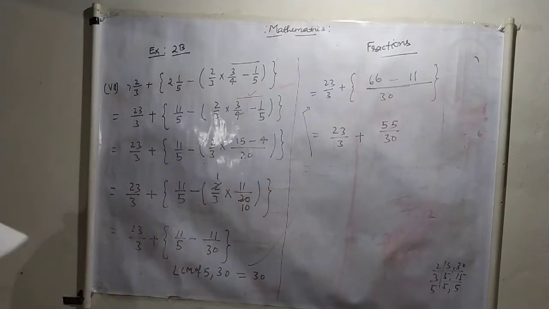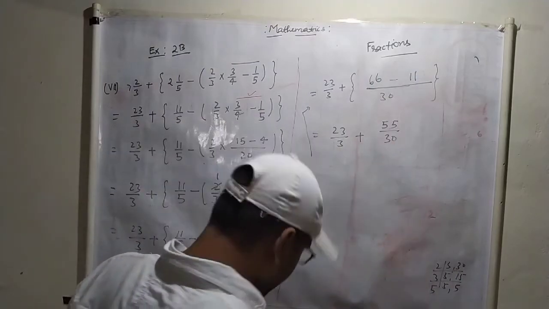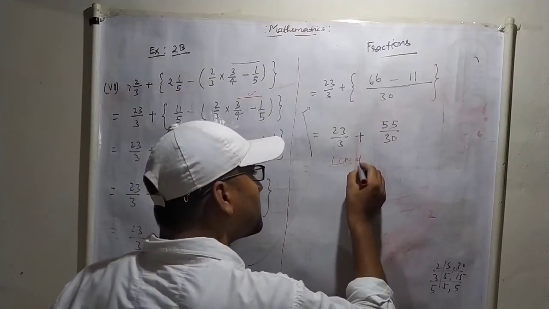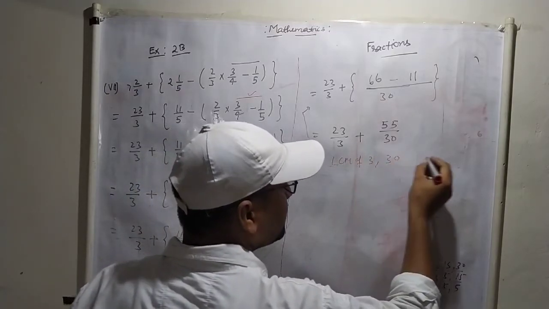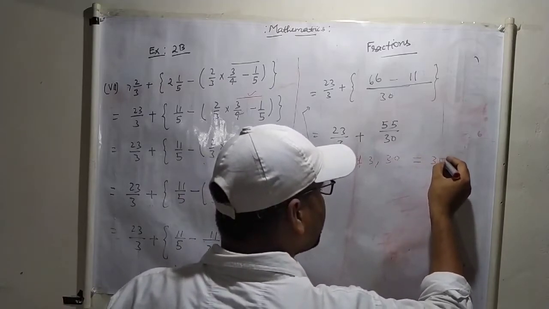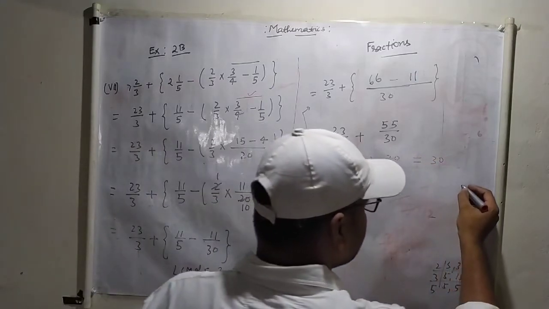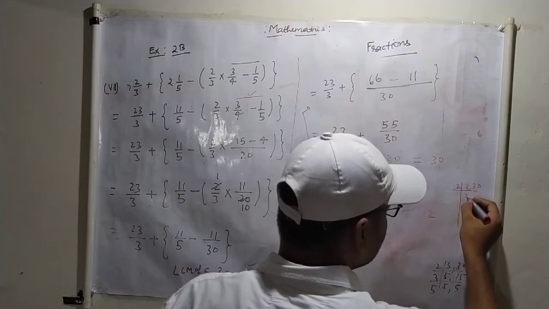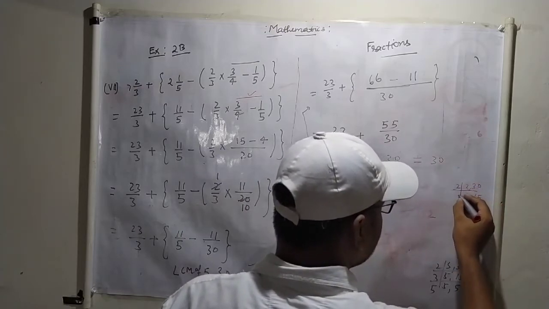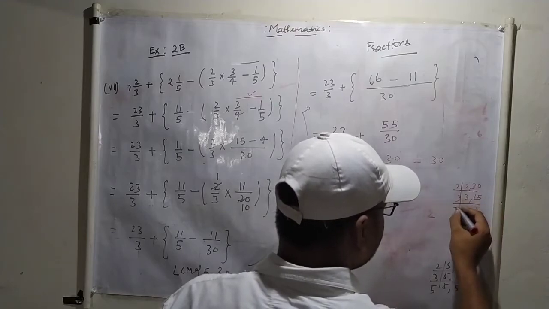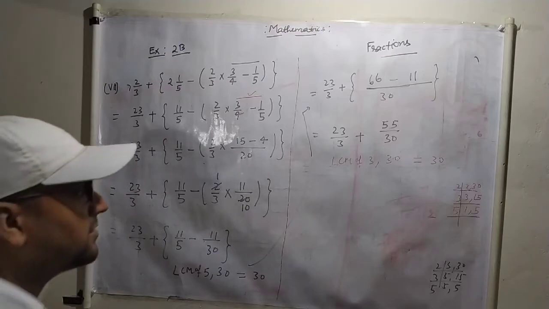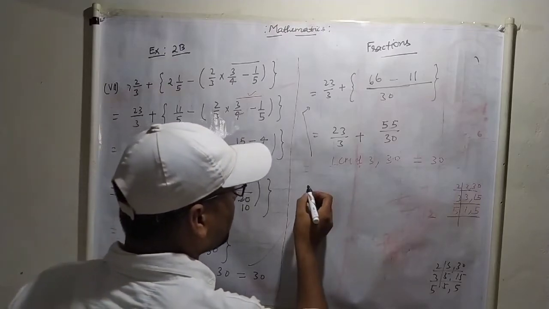55 upon 30. And then the LCM of 3 and 30. If you are finding that, you will get 30. Check this one. 3 and 30. 2, 3, 15, then 3, 1, 5, then 5. So 5 3s are 15, 2s are 30. So the LCM you will get is 30.